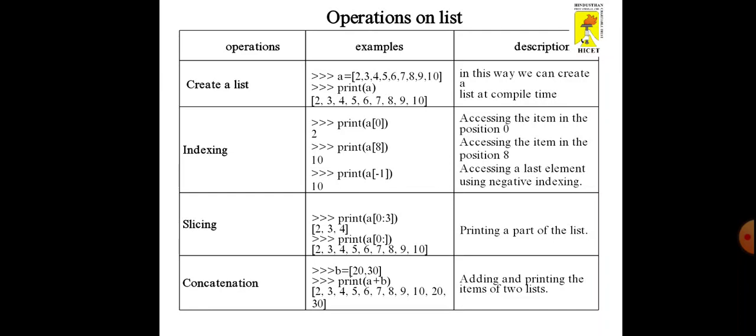The first position contains the value 3. I have to extract 0 to 3. So the 0th position value is 2, the first position value is 3 and the second position value is 4. For the end position, in a list it is considered as n-1. So 4 minus 1, which is 3.